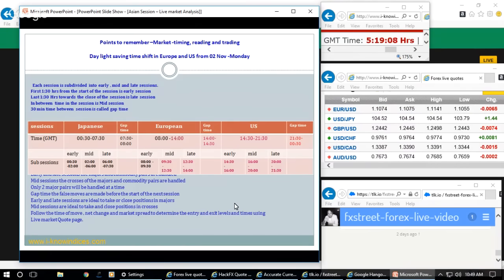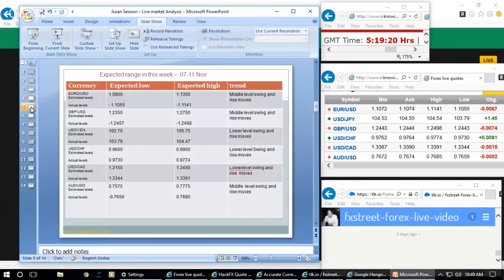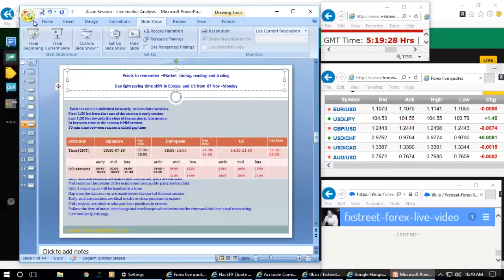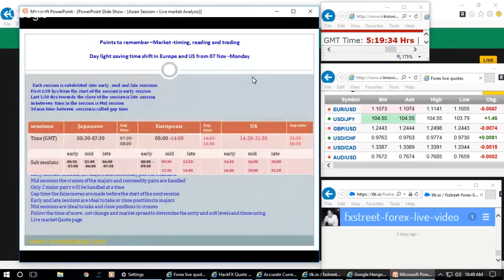Then this is the time frame we need to follow from the 6th of, so the date I need to change. So from that of 7th November, Monday, that is from today. Yesterday, the daylight saving system is shifted in US, but as far as market is concerned, from today, the timings will be changed. So 0030 to 7:30 GMT is the Japanese session.